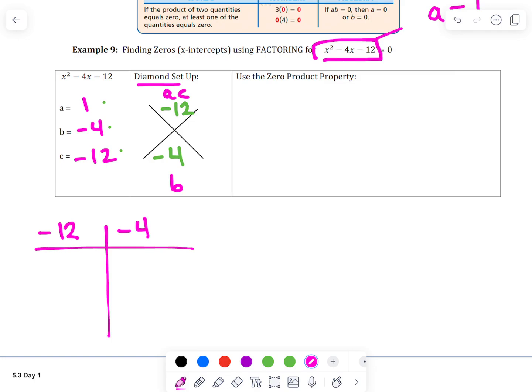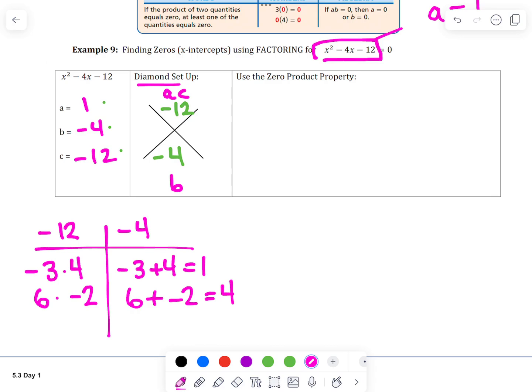So I'm just going to do a couple here. I'm going to say negative 3 times positive 4. When I add them together, I get positive 1. So I continue on. I would do maybe something like positive 6 and negative 2. When I add them together, I get positive 4. So I'm getting closer. And I'm going to say negative 6 and positive 2. When I add them together, I get negative 4. So that's what we want to work with.